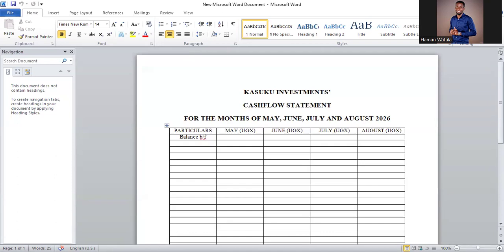The opening balance is 320,000. So I'll type here 320,000 balance brought forward. Even though they give you cash or bank balance, please make sure you always write balance brought forward. Then we shall write our cash inflows, where the first one we have is output.